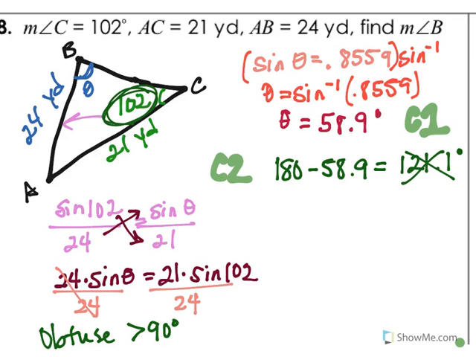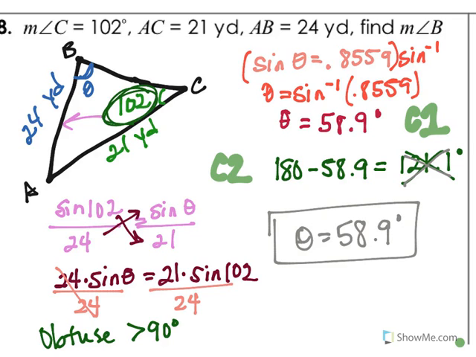Now let's say you forgot about that. What you can do is you can check. Your theta now would be, let's say, 121.1. Now do 180 minus 121.1 minus 102. This angle would have been negative 43.1. And you can't have that. So, therefore, case 2 is ruled out. So, theta can only equal 58.9 degrees. Because remember, the sum of your triangle's angles has to equal 180 degrees, and you can't have a negative measure.